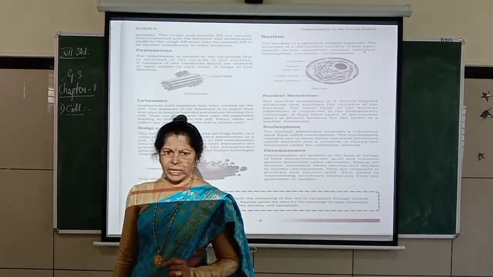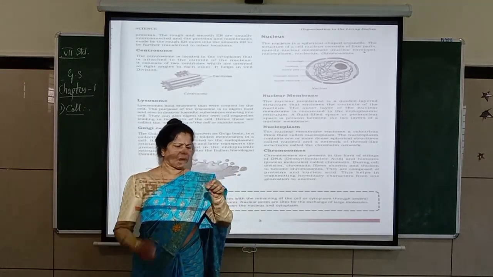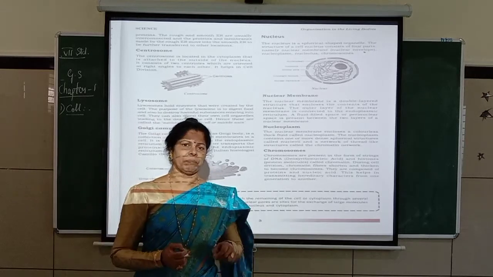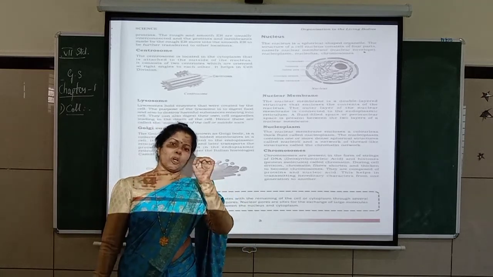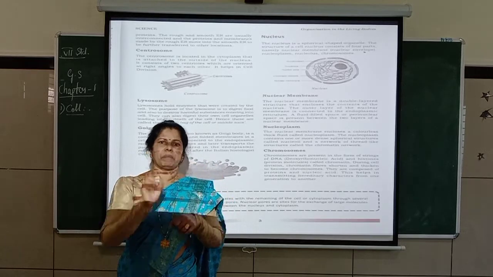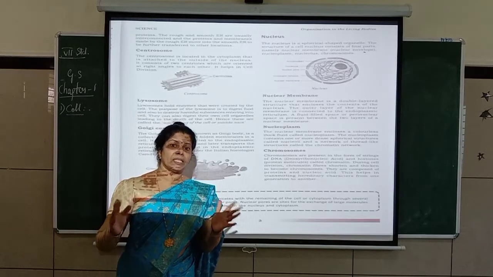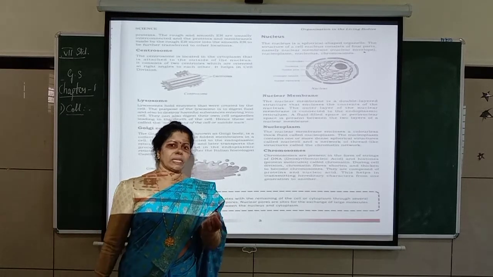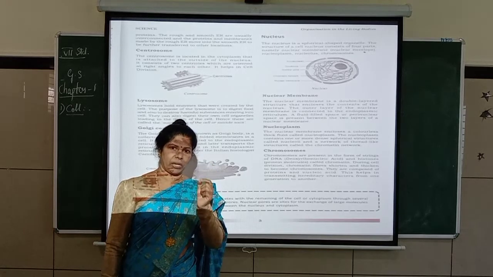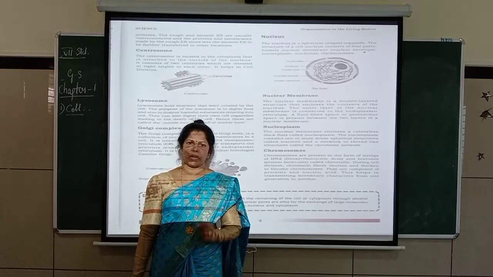Now, for example, when you take a small skin part from a human body, in that itself there will be so many cells, many cells together. You see the small skin part. Like that, if you take the whole body, it will have millions of cells. So, then what is cell? Cell is a basic structural and functional unit of life.